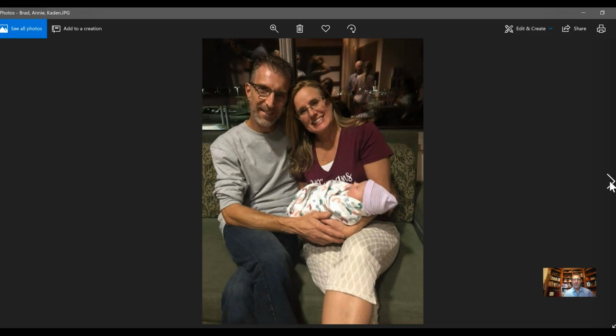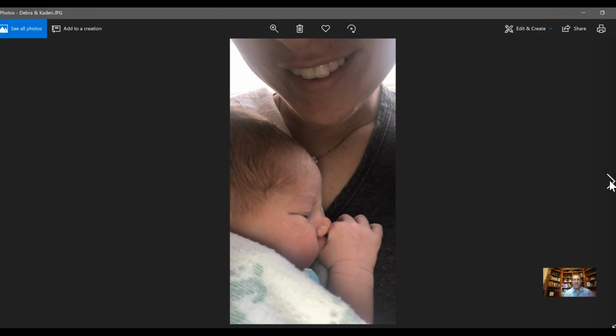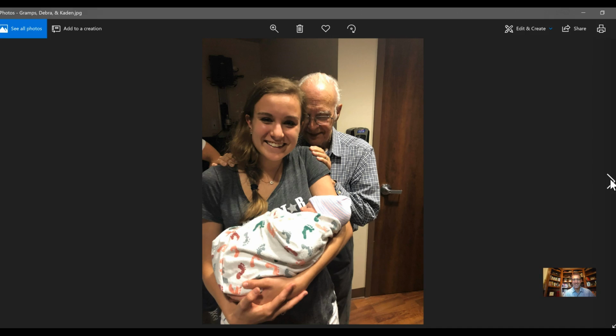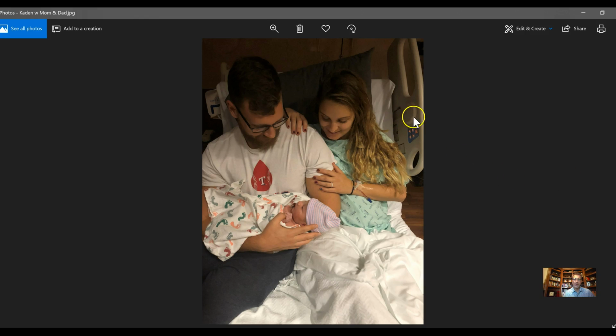So my wife and I holding him. This is one of my daughters holding him. That was this morning. He's sucking his thumb now. This was at the hospital last night, and this is my father. We call him Gramps. And Deborah Jo, my second to the oldest, was my oldest that had the baby, and here's mom and dad. Yay!